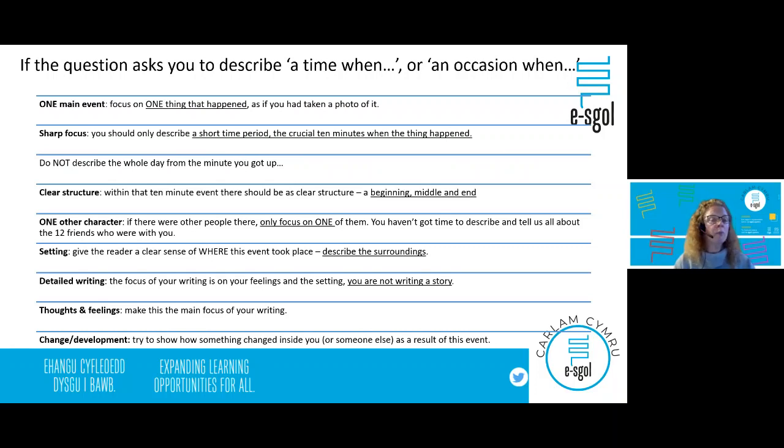One main event, sharp focus. Don't describe the whole day from the minute you get up. We don't want to know that you got up at 6 o'clock in the morning and then you did this and then you did the other. You want to have that really clear structure with a beginning, a middle and an end. Focus in, give a sense of where it took place, detailed writing, and try and show how something changed inside you or someone else as a result of it.